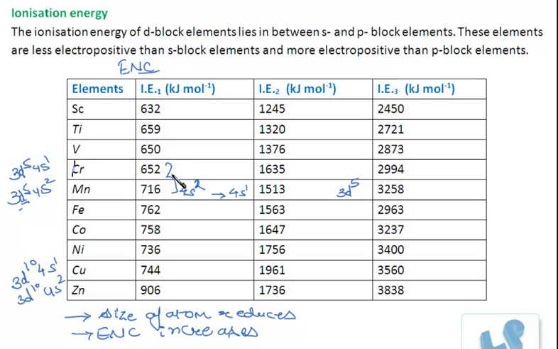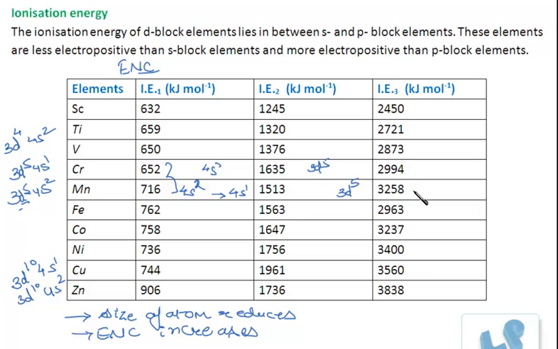Now in case of chromium, for the removal of the first electron, the ionization energy is not increased to much extent. See, for vanadium, it is 3d3 4s2, vanadium at 650 and chromium at 652. Why? Because the increase is not that much. But in case of second ionization energy, the increase is very, very high. Why? Because the electron is removed from the stable 3d orbital. And in this case, the electron is removed from 4s1, then again from 3d5.